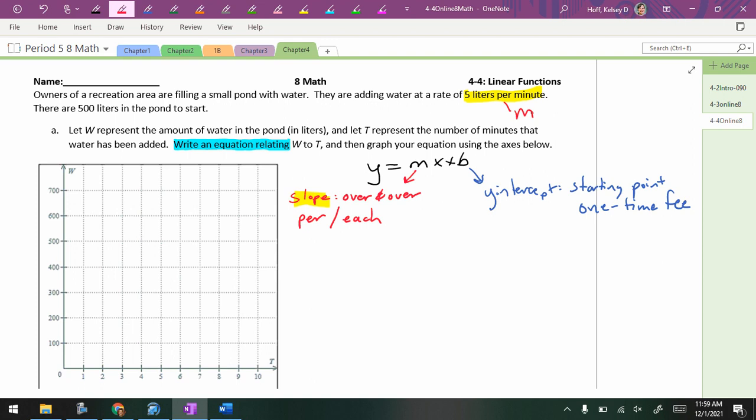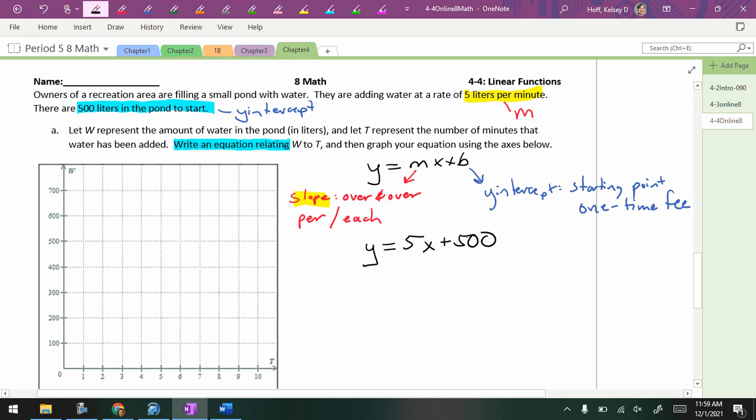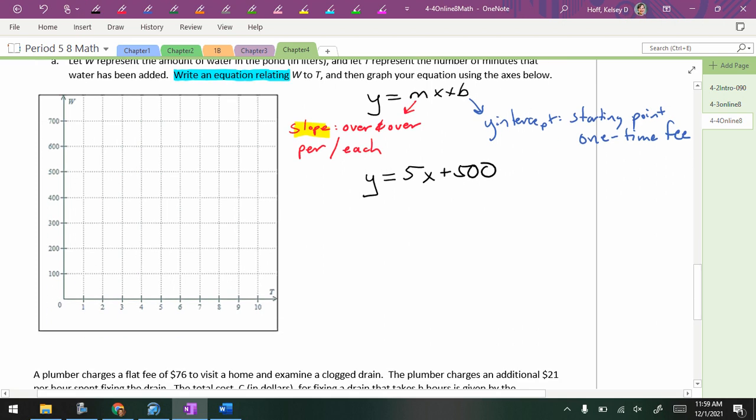Now we have to look for something that identifies as our y-intercept, or our starting point, or our one-time fee. Is there something, Gavin, that indicates that? Very good. The words to start are going to tell us that this is our y-intercept. Now we can write our equation, replacing m and b. I would write y equals 5x plus 500. 5 is my slope. 500 is my y-intercept.